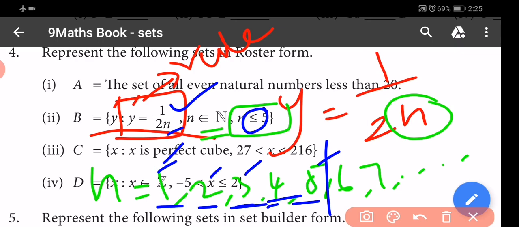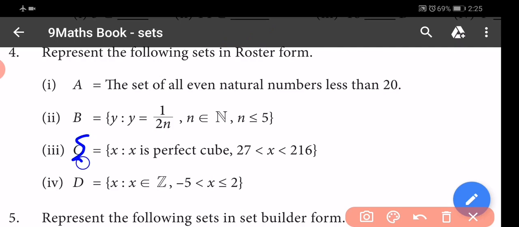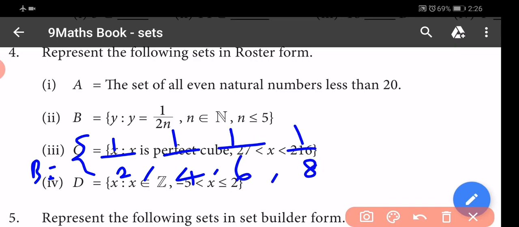Therefore, the answer in roster form: we give any name to the set, B equals 1 by 2, 1 by 4, 1 by 6, 1 by 8 and 1 by 10. That's all. Do you understand?